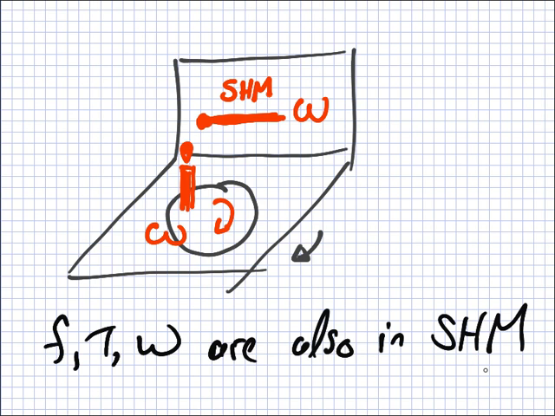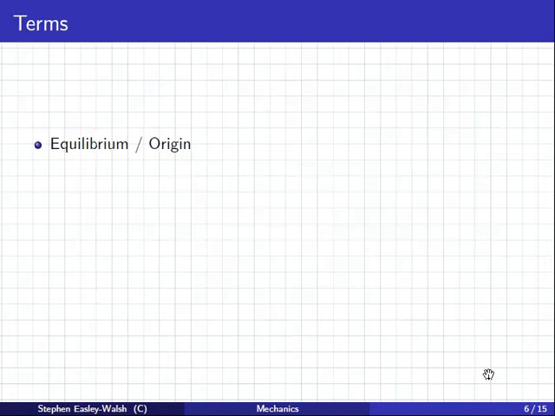You got that? Yeah? Okay. Now, here's some terms. Equilibrium, also called the origin. What's the meaning of that term? That's the center of the motion. So if you look at the example with the spring, it's going up and down, up and down like this. The equilibrium would be somewhere like here, the center of the motion.